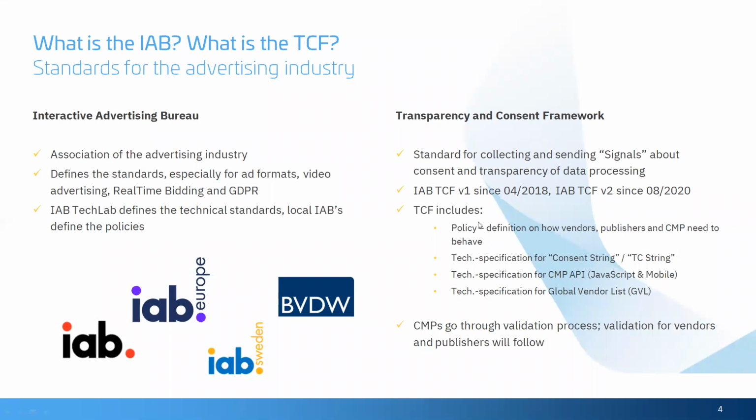Then, besides the policy, there are some technical specifications. One is for the consent string or TC string, and we'll go to this a bit later. The CMP API, so that's what the consent manager is doing. Then there's a global vendor list. That's also where it's defined which vendors have which IDs, etc. We'll also go through it later. And some more definitions are made there.